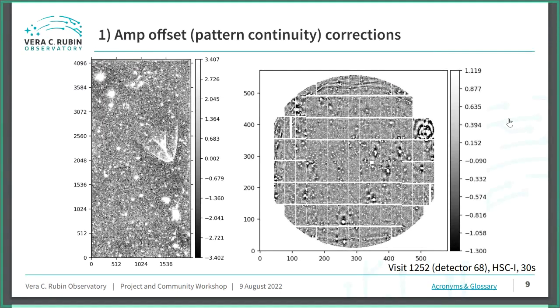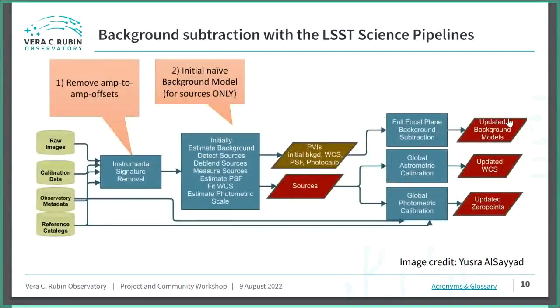Okay, next slide, please. Okay, so once we come out of ISR, we're into characterize image task and calibrate task. This does a whole bunch of PSF estimation, WCS, deblending, source detection, and so on. However, in terms of background, there's also a very initial naive background model which is estimated. Next slide, please.